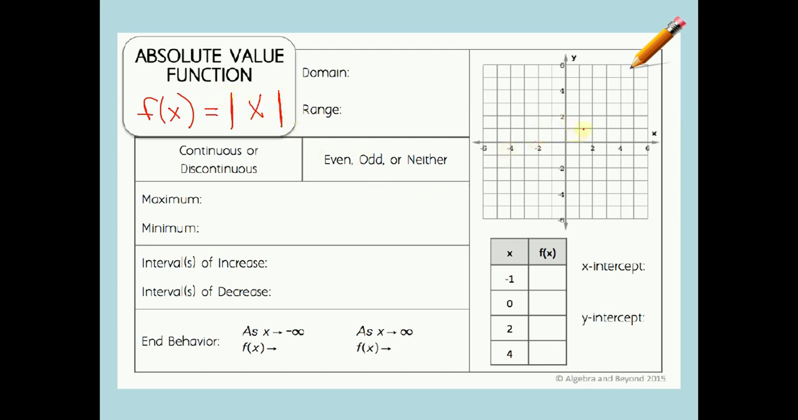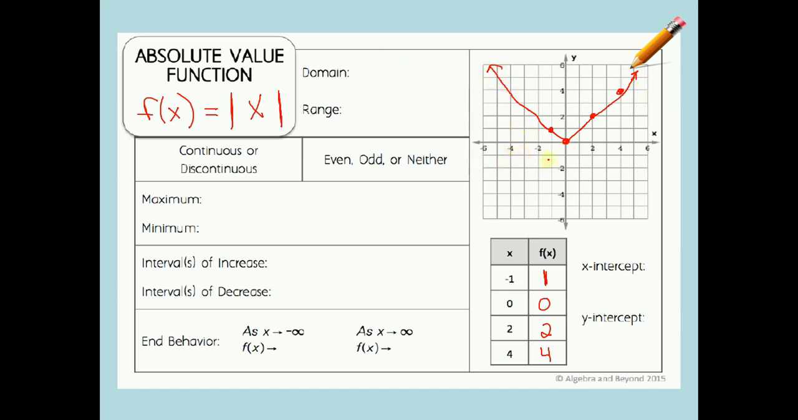Let's figure out what its graph looks like. So we're going to plug in some numbers here. The absolute value of -1 would be 1. Absolute value of 0, 0. Absolute value of 2, 2. Absolute value of 4, 4. So we'll graph those: -1, 1; 0, 0; 2, 2; 4, 4. So notice, guys, it makes some form of a V. Can't draw lines. Makes a V for us.